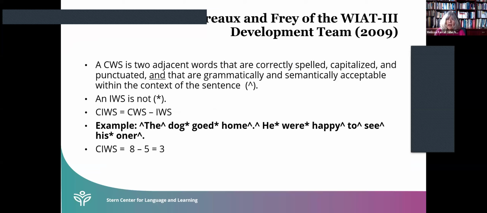Okay, so I thought you might find it interesting to look at the correct, incorrect word sequences. And so I'm going to take you through this. And if you have a pencil, you might want to give this a try as we're doing it here. And this is a method of scoring that has been sort of developed and elaborated by doctors Bro and Frey, and they are on the Wyatt Individual Achievement Test Development Team.